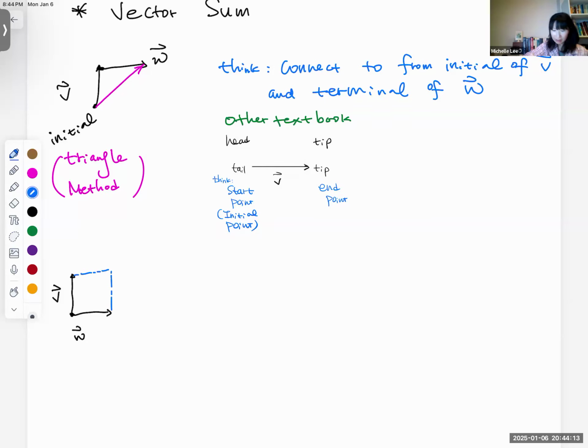Parallelogram looks like a rectangle, right? So that will be vector v plus w, right? So this is the parallelogram method.